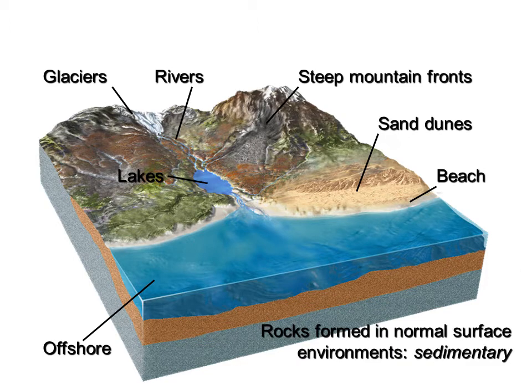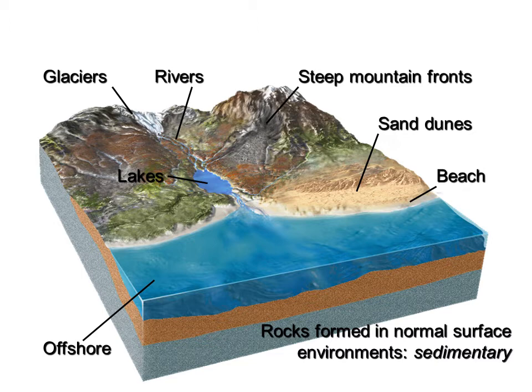So all of these different environments and the type of material that's found there, they're all formed in normal surface environments, meaning they don't have any extraordinary heat or pressure going on. This is just what the surface of the earth does. Rocks move from a high elevation downhill to a river or a lake and work their way down to sea level. That's a normal surface environment. So these are all sedimentary rocks.